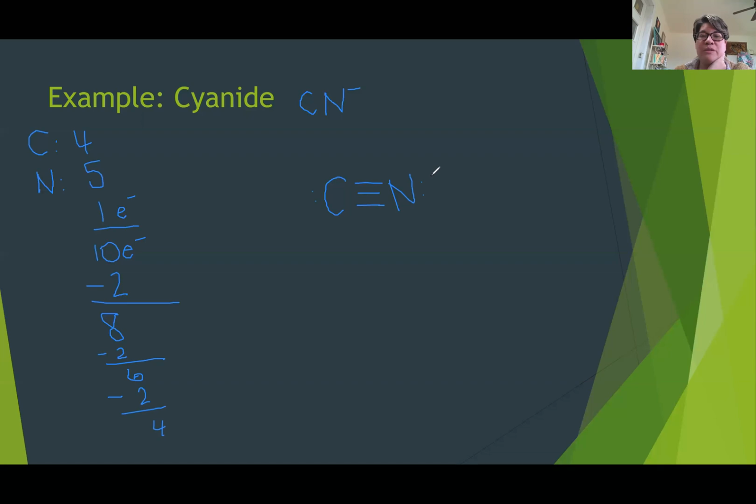And then we do this too. We put a bracket and a minus because overall that whole molecule is minus. And that's our whole Lewis dot for cyanide. Make sure you put a bracket if it has a charge, a positive or negative charge, you have to put a bracket.